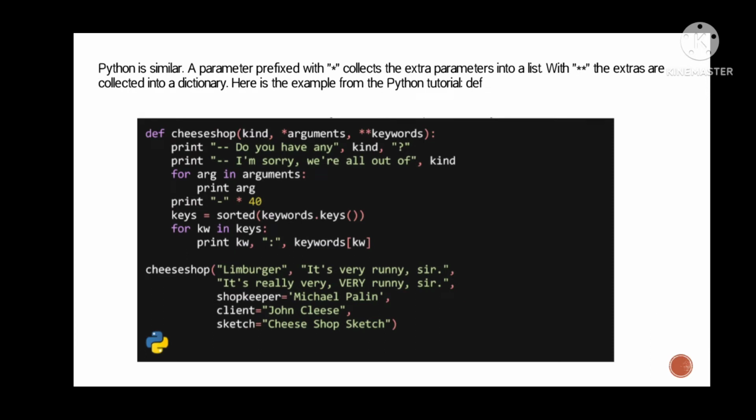A parameter prefixed with a star like this collects the extra parameters into a list. With double stars like this, the extras are collected into a dictionary. Here is an example from a Python tutorial.